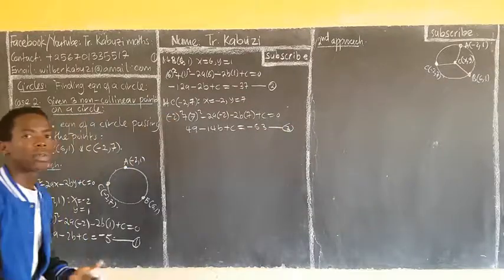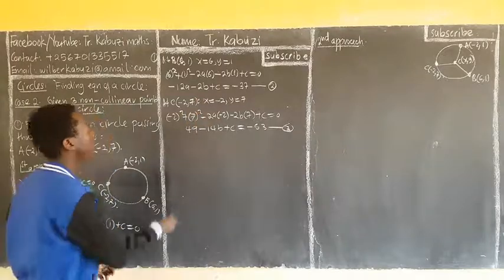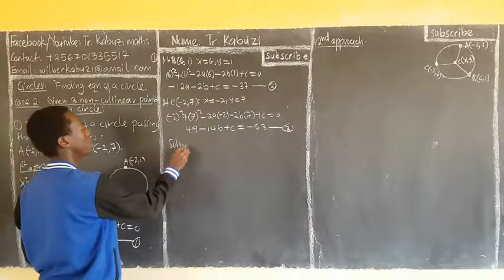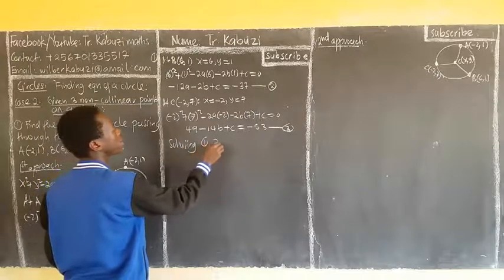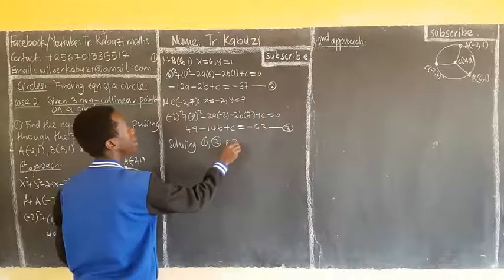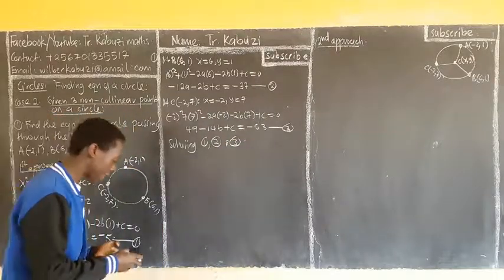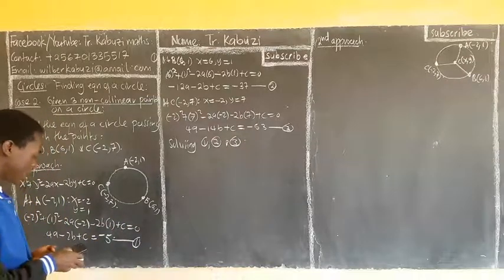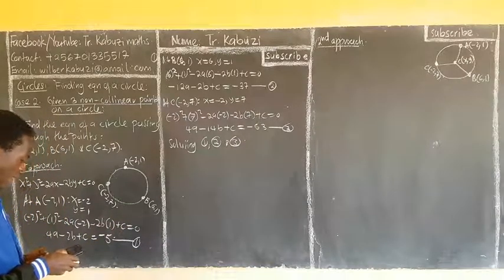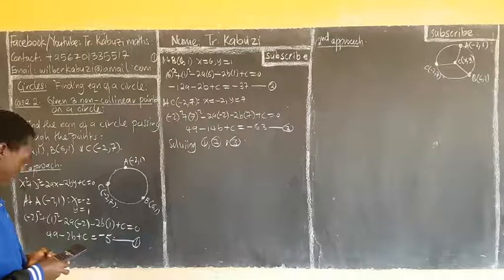Now we have seen how to solve simultaneous equations. So we have this one, and this one. You solve them simultaneously. Solving 1, 2, and 3, you get the values of A, B, and C. Now, you can solve them in any way, meaning use a calculator here with ease. I taught you how to solve all of them.